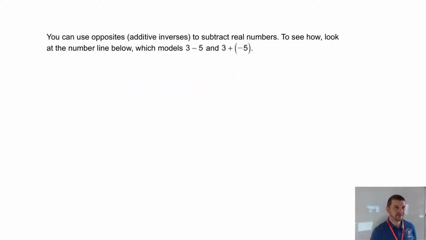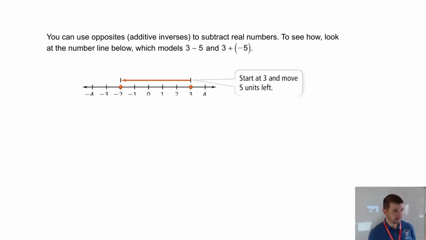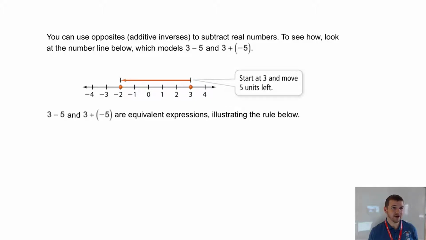You can use opposites, remember we can call those additive inverses, to subtract real numbers. To see how, look at the number line below, which models 3 minus 5 and 3 plus negative 5. Well, we start at 3 and move 5 units to the left in both cases. 3 minus 5 is negative 2, and 3 plus negative 5 is also negative 2. So we can say 3 minus 5 and 3 plus negative 5 are equivalent expressions, illustrating the rule below.